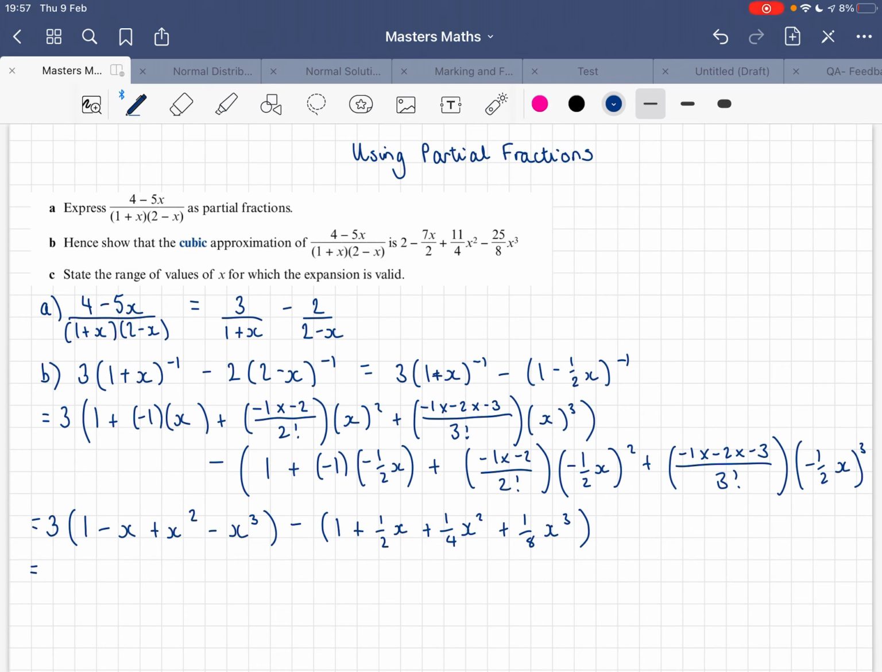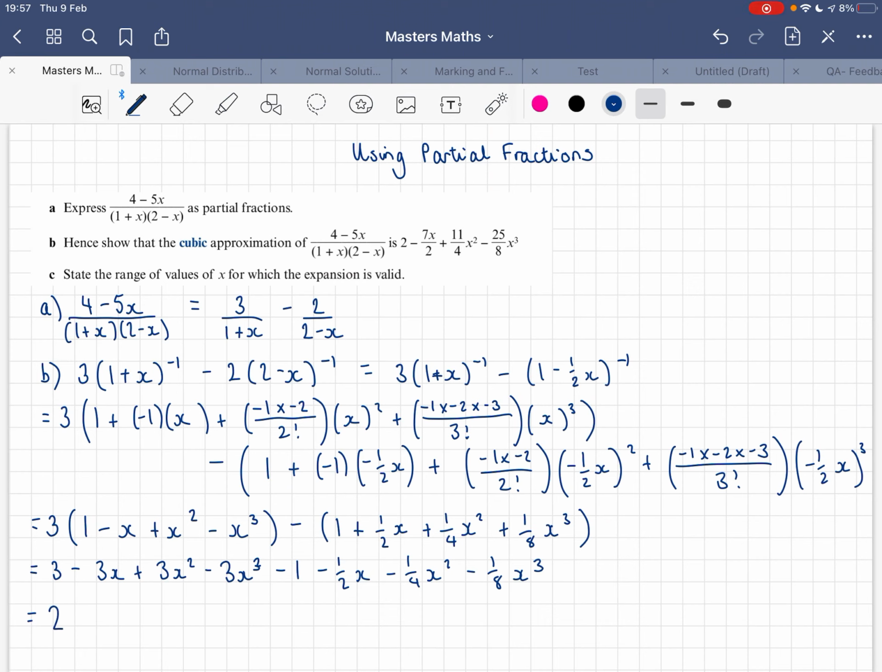Expand out the brackets, so deal with that 3 at the beginning, expand that in and expand the negative in as well, and then collect together your like terms. So you have 3 minus 3x plus 3x squared minus 3x cubed minus 1 minus a half x minus a quarter x squared minus an eighth x cubed. Then 3 minus 1 gives us 2.